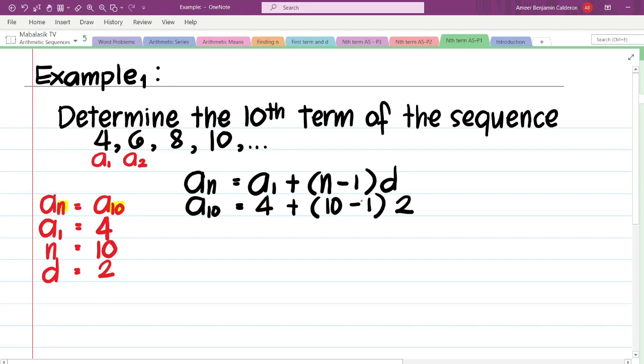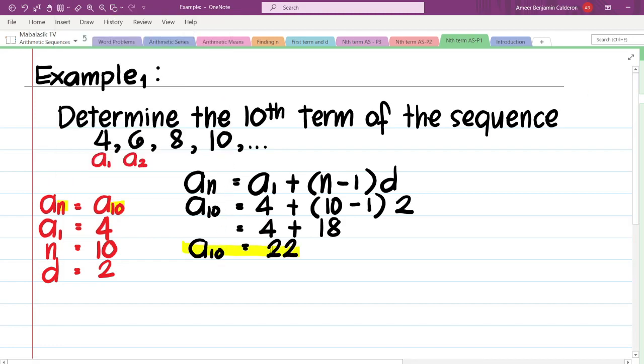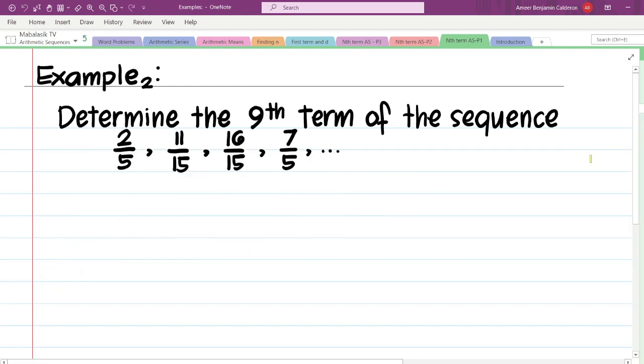From here on, we just simplify for the final answer. So we have 4 plus 10 minus 1, that is 9, times 2, that is 18. And then just add for our final answer, a sub 10 is 22. But this problem is very simple because the terms in our arithmetic sequence are all whole numbers. But what if the terms are fractional? Let us go to example number 2.